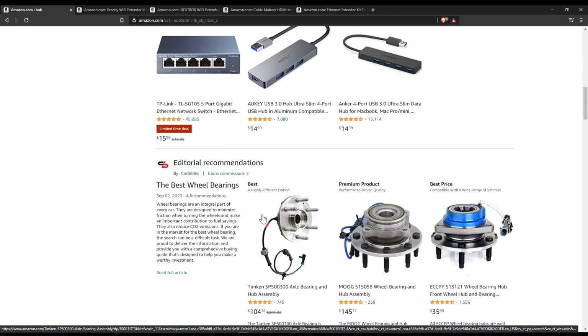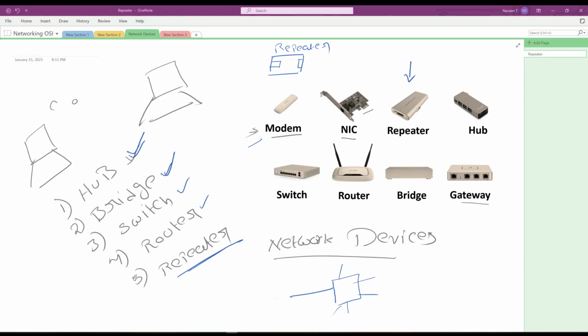But hub is a very old technology. You won't see this device anywhere in corporate offices. These devices have all faded away in favor of switches and routers, which have replaced them, and you won't see bridges and hubs anywhere. But we study them because bridge, hub, and repeater are all similar.